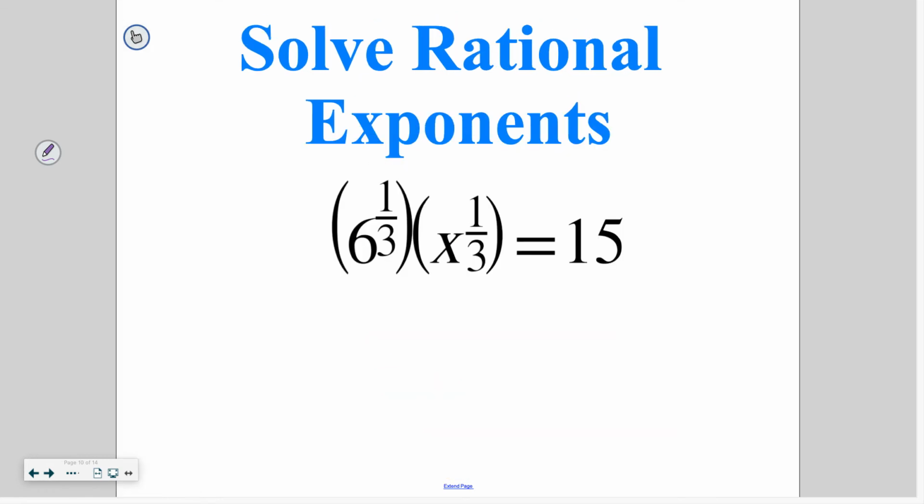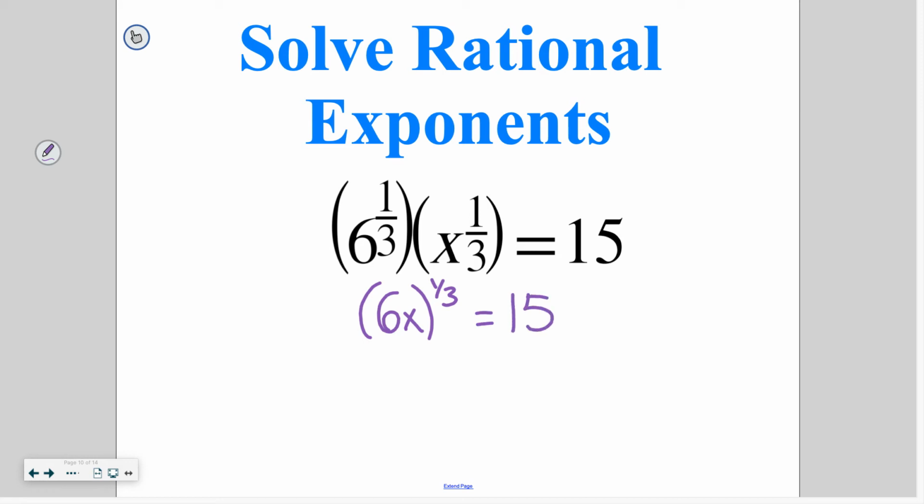Next thing we're going to talk about, what happens when the bases do not match, but the exponents match? So if the bases don't match, but the exponents match, we can still combine them because the exponents are the same. When we do this, we're going to combine it by saying 6x to the 1/3 power. So both of them are being raised to the 1/3 power, so I can combine them, being multiplied into one group, and that's still going to equal 15.